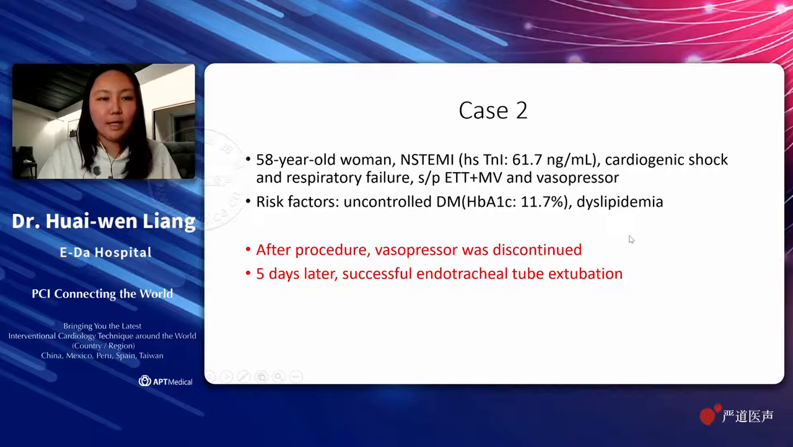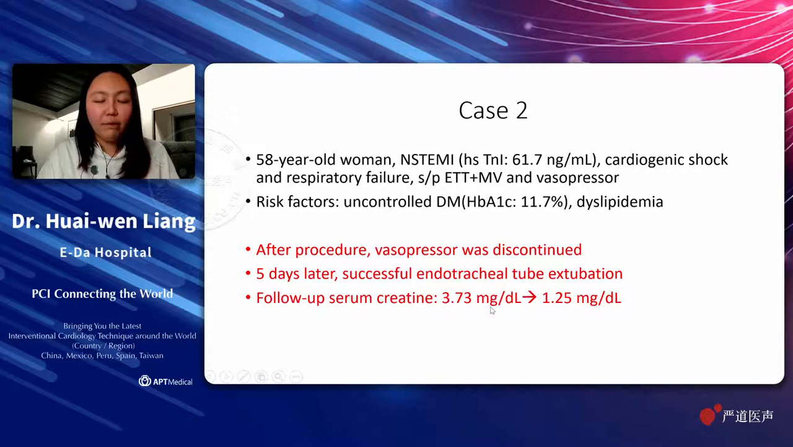So we could see after the procedure, the vessel pressure was discontinued, and 5 days later, the patient was extubated successfully. Initially, the patient's renal function was not good. Actually, we were very worried about a large amount of contrast injection, but due to improved cardiogenic shock, we could see, very luckily, his renal function is back to normal now.